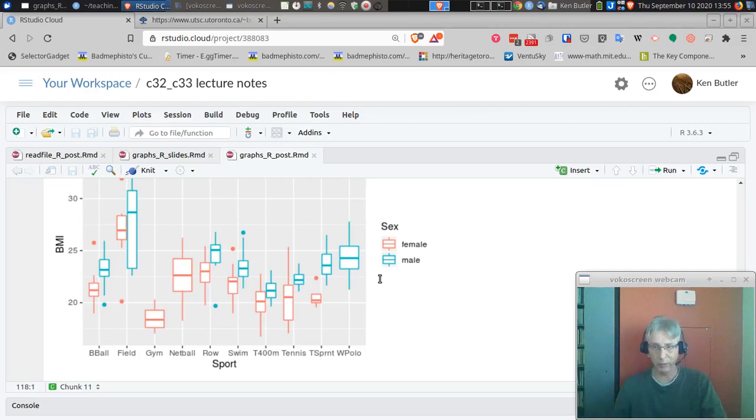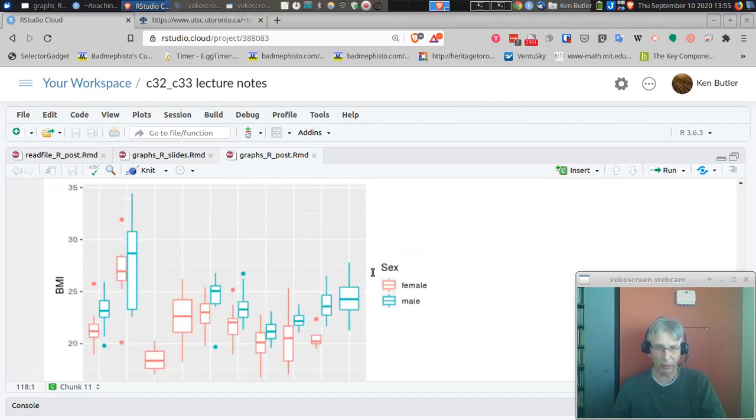Obviously I'm doing a lot of talking today. So this is a grouped box plot, and you can be guided by the colours to compare males and females within each sport.